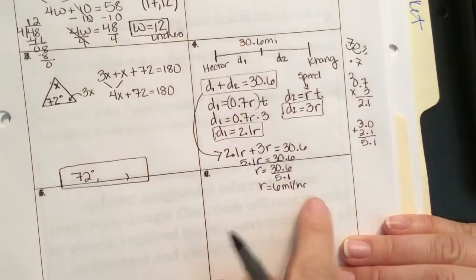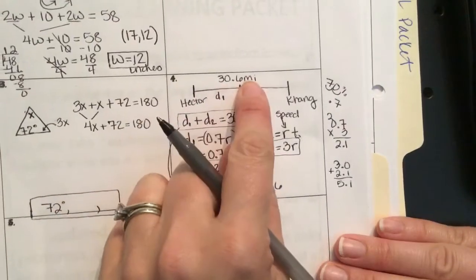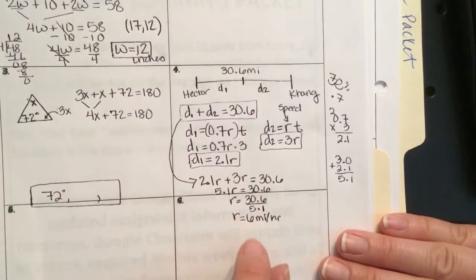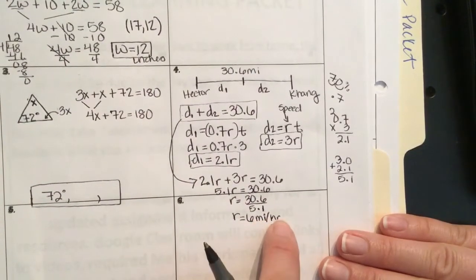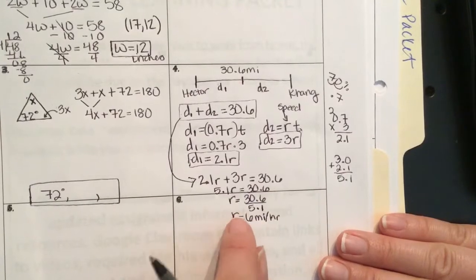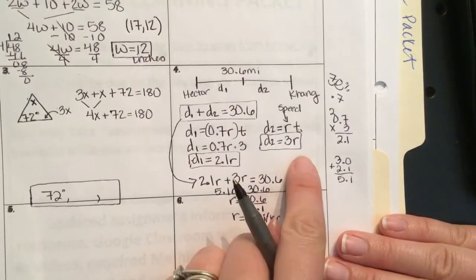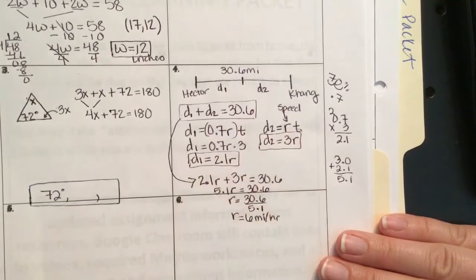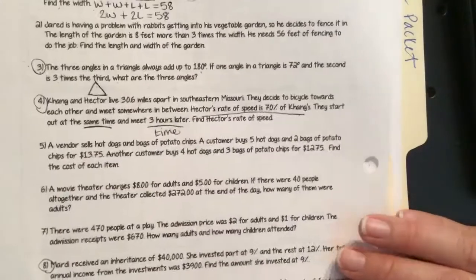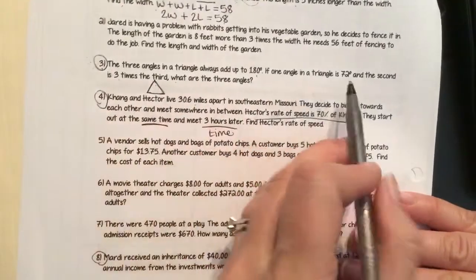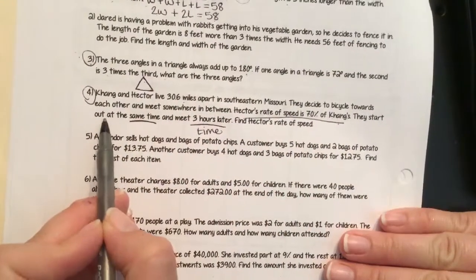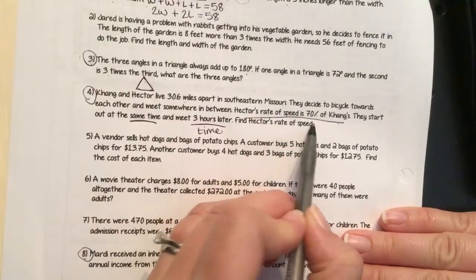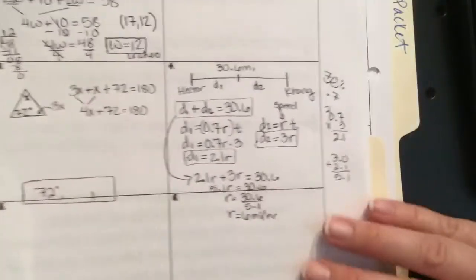How did I know it was miles per hour? Because they were saying that the distance was miles, so my unit for the distance is miles, and then they told me it was 3 hours. So this must be 6 miles per hour. Okay, that's the speed for King, right? King's speed was r. They didn't ask for King's speed. They said they start out at the same time and meet 3 hours later. Find Hector's rate of speed.